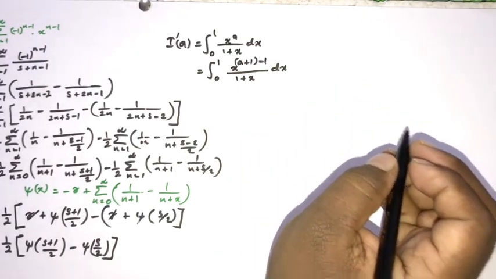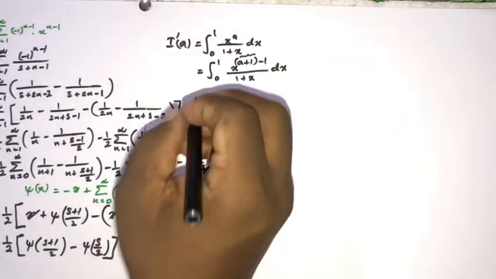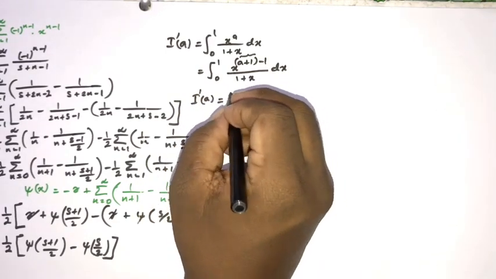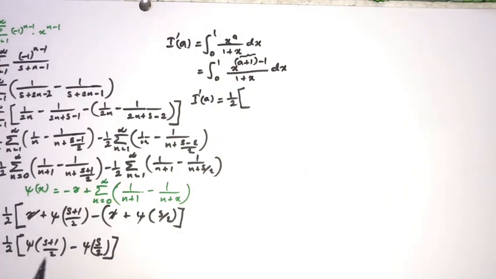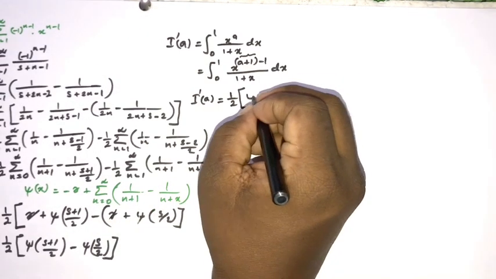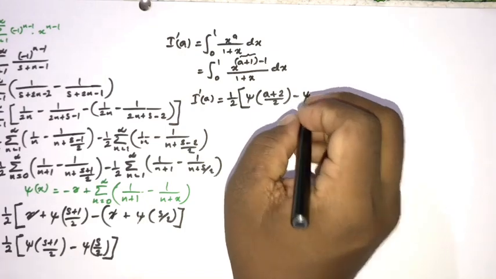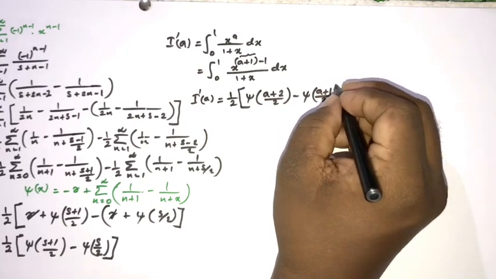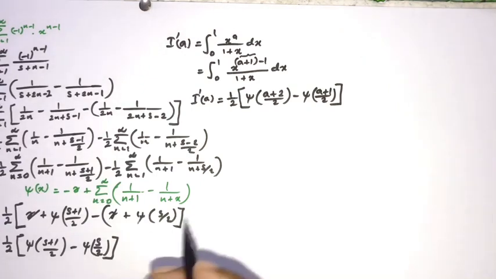Okay, then we know s is equal to a plus 1, so we can write I dash of a is equal to 1 half times digamma of s plus 1 over 2. Now s we know a plus 1, so a plus 1 plus 1, a plus 2 over 2, so digamma of a plus 2 over 2 minus digamma of s over 2. S we know a plus 1, so a plus 1 over 2. Okay, then this is I dash of a. So now we can integrate.